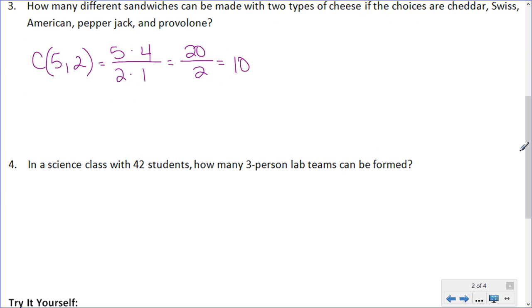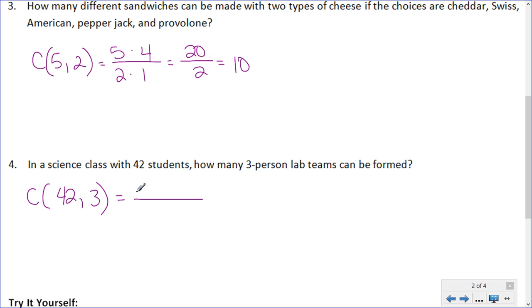Okay. And example 4 says, in a science class with 42 students, how many 3-person lab teams can be formed? And again, here the order doesn't matter. So the same 3 people on the team, it doesn't matter which order they were chosen in. So this is also a combination. We have 42 students to choose from, and we're choosing teams of 3.